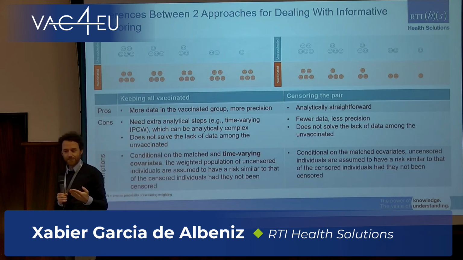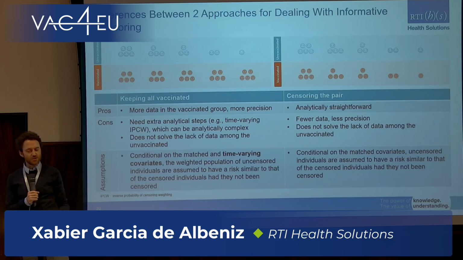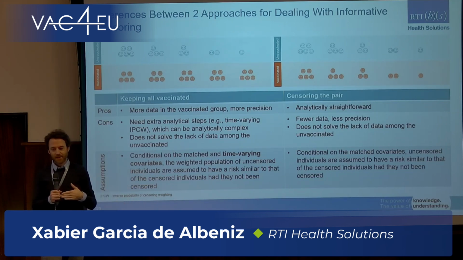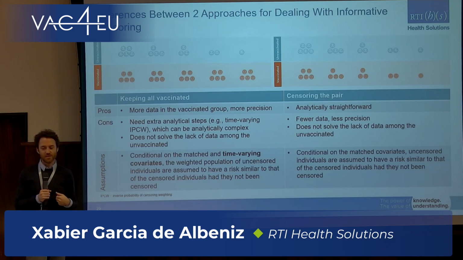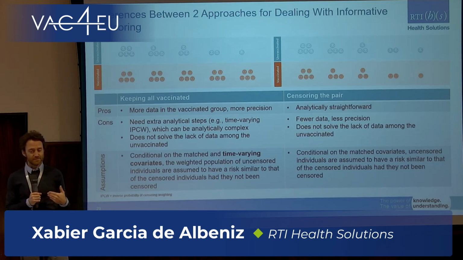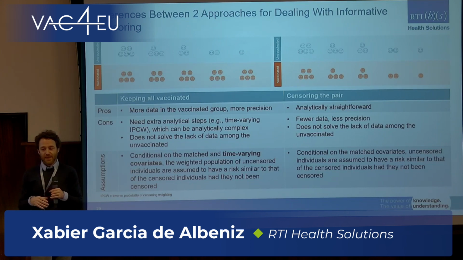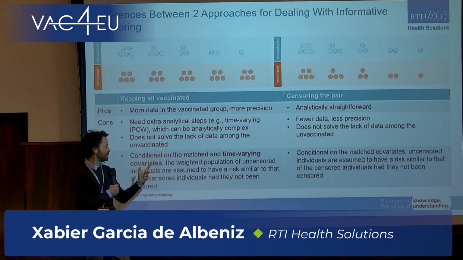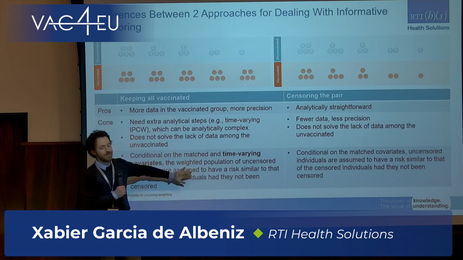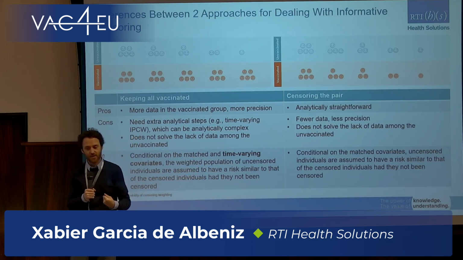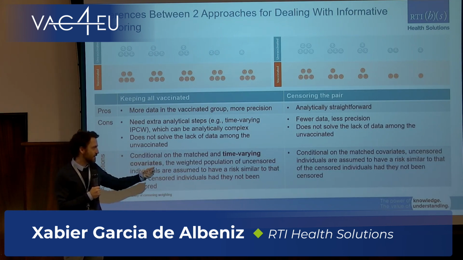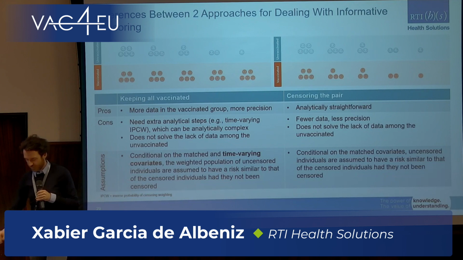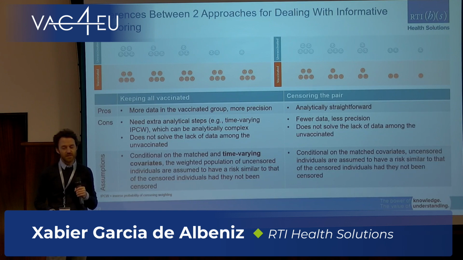By censoring the pair, it's analytically easier. You don't need to use time-varying weights, which can be a burden, computationally speaking. You will have less data, less precision, and the assumptions you have to make are stronger, because before you assumed that based on two sets of variables, baseline and time varying, they were similar. Now your assumption is stronger. You assume that conditional only on the matched variables, they are similar. I was never sure which was the best approach, and I'm not sure yet.